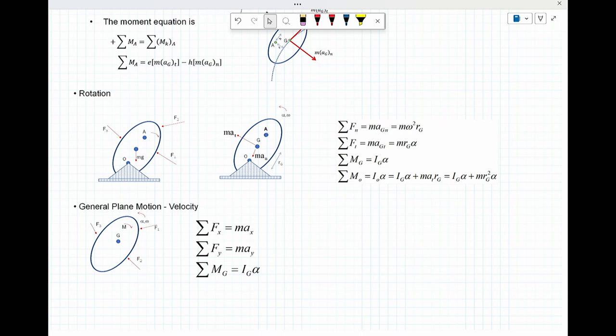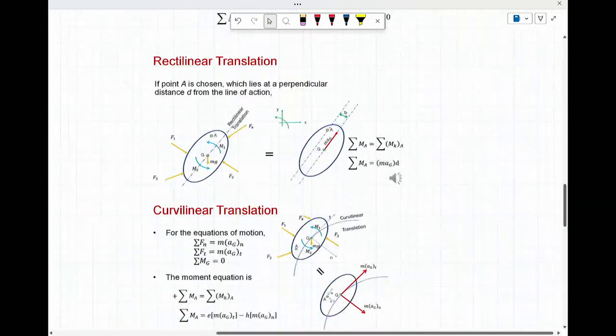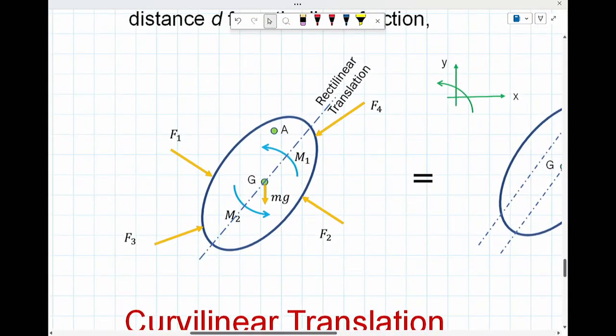Any questions? Go ahead. I was just a bit confused, like when you said there could be moments about A, even if the thing is translating. Yes. Well, think about it this way. I have an object, and it's perfectly balanced about G. That means half of the moments, half of the forces are pushing it this way, half of the forces are pushing it the other way. And it's all dependent on the geometry.